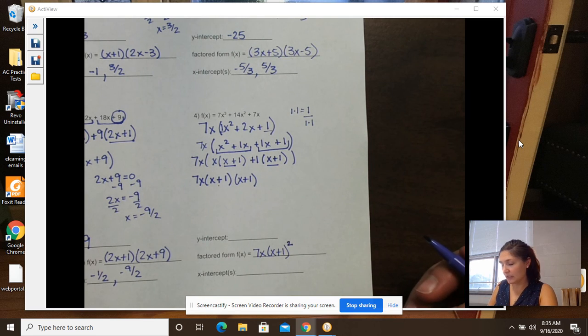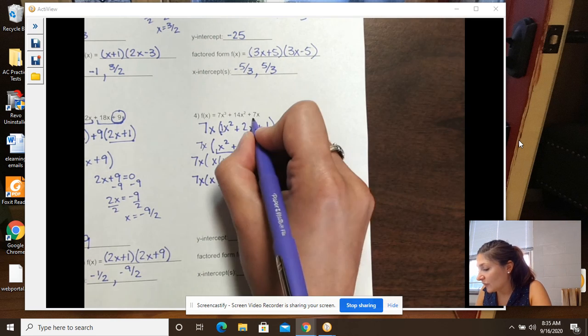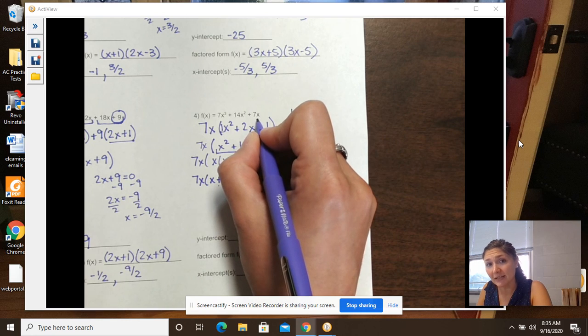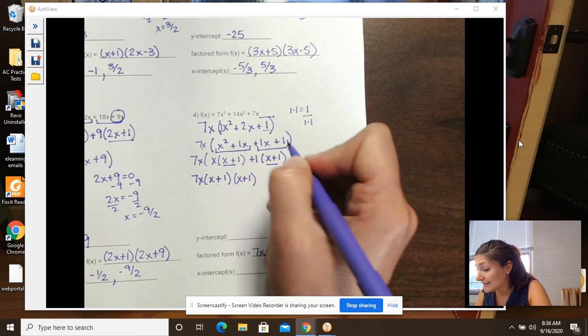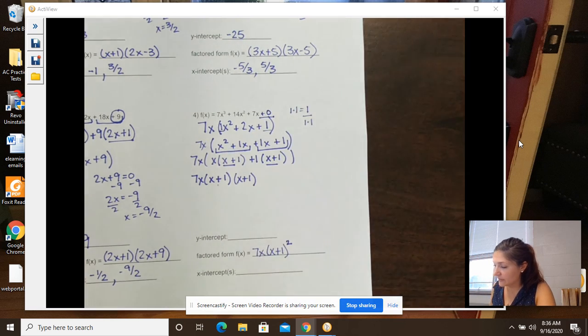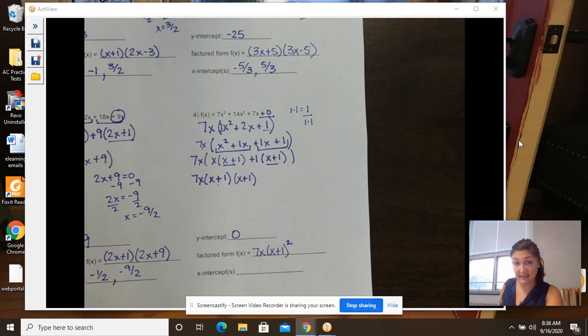My y-intercept on this one is a little tricky. If I look at the end of my function, that term has an x on it still, but we need our constant term for the y-intercept. Since I don't see it, that means it must be 0. So our y-intercept on this one is 0.